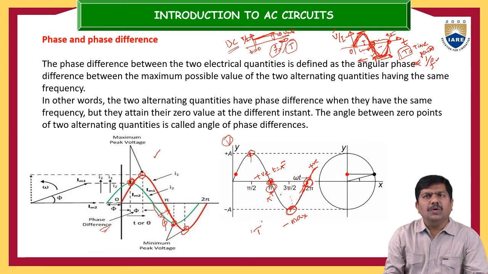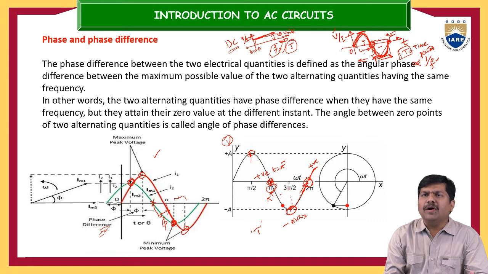Similarly, you can use the same concept with the negative peaks as well. This is the negative peak of the waveform shown in red, and this is the negative peak of the waveform shown in green. The difference between them is also called the phase difference. So this is how we define the phase difference with the help of positive peaks, or else you can compare zero crossing points also.